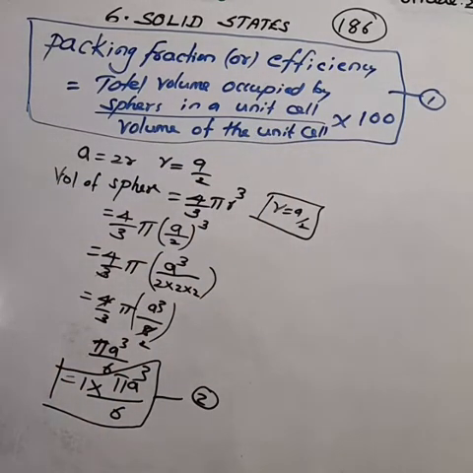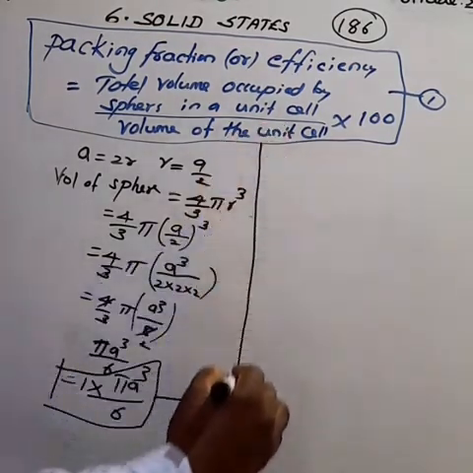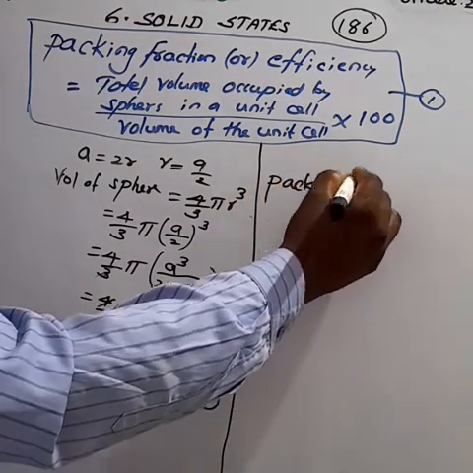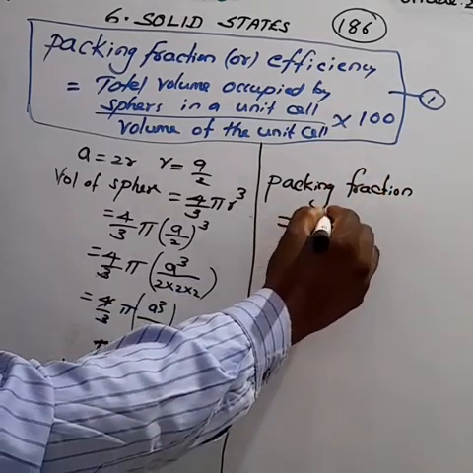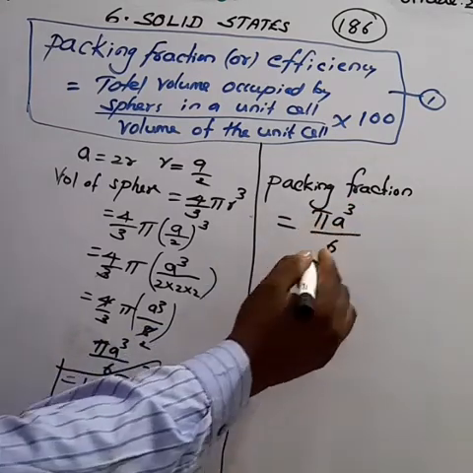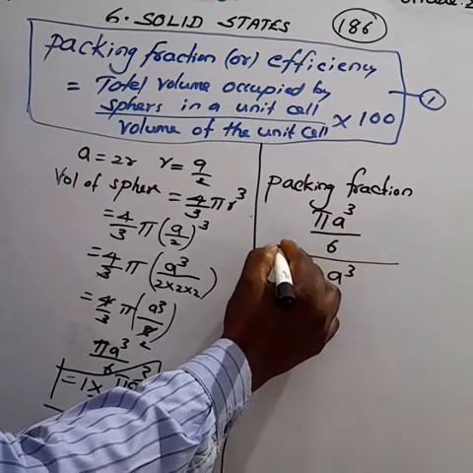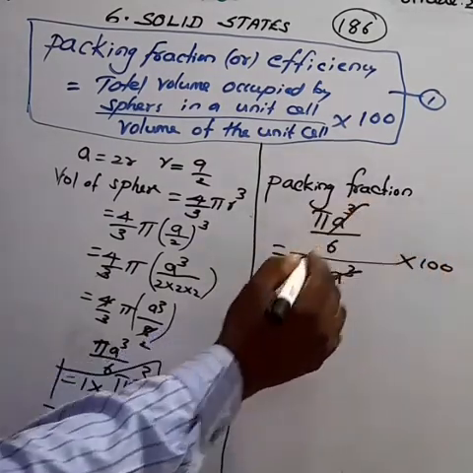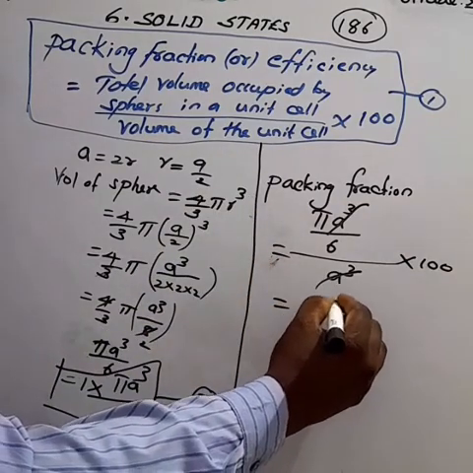Dividing equation 2 by 1, we can write packing fraction, not packing efficiency, is equal to pi a cube divided by 6, divided by a cube, into 100, because the volume of the unit cell is a cube. The a cube cancels here. So what is the answer here? 100 pi divided by 6.